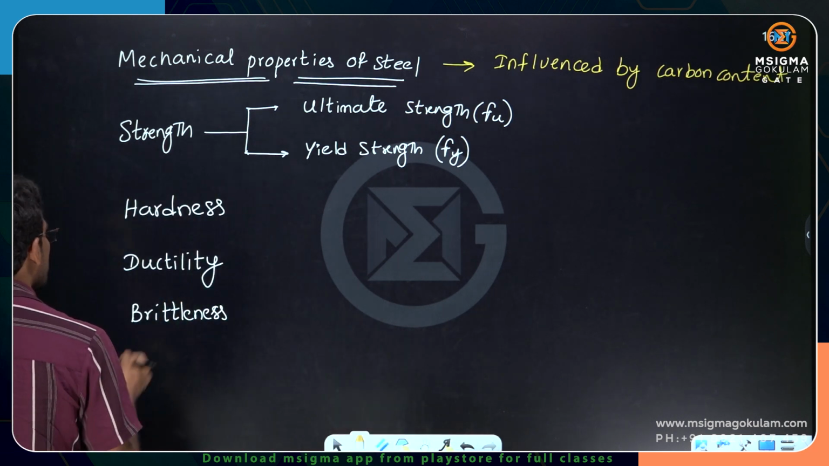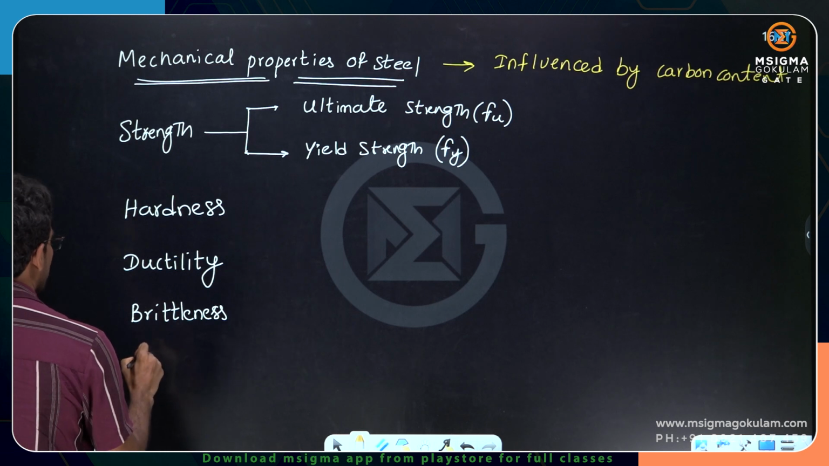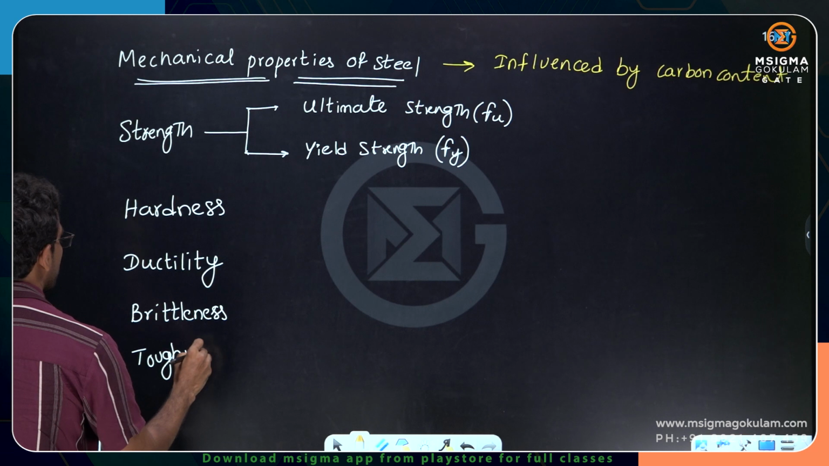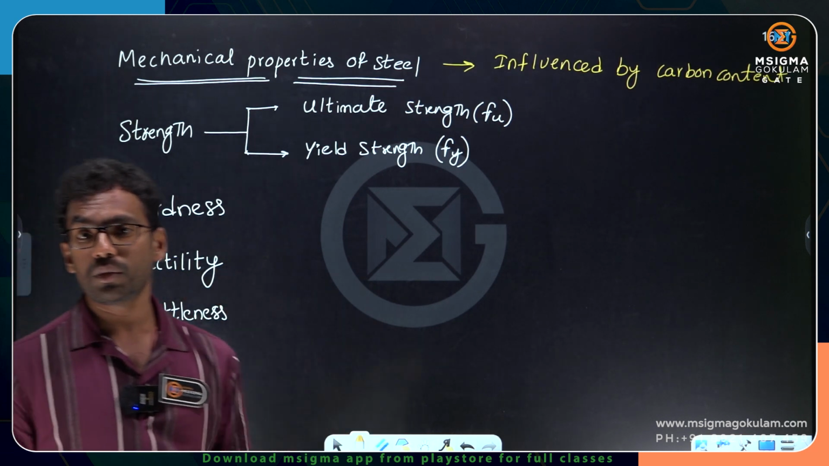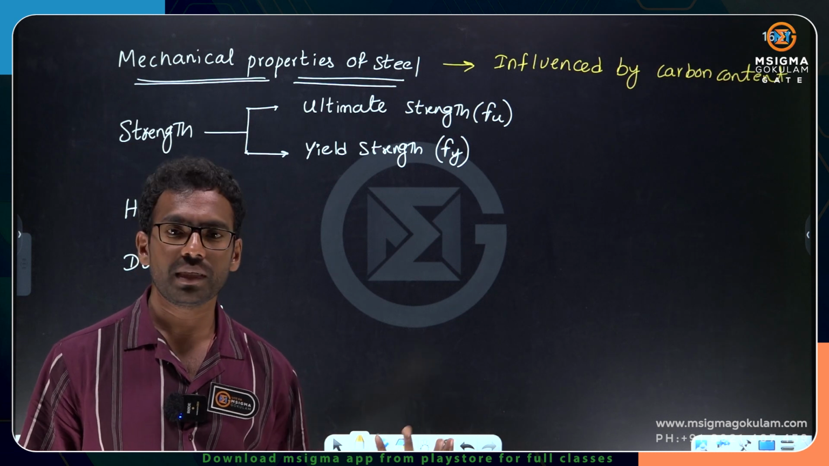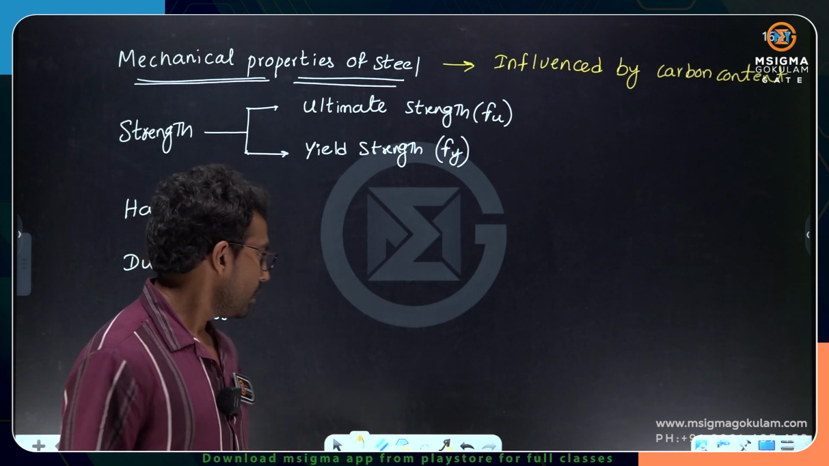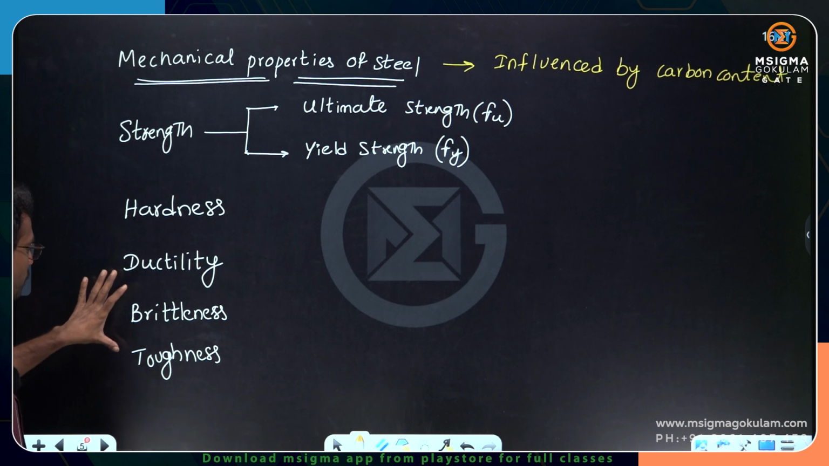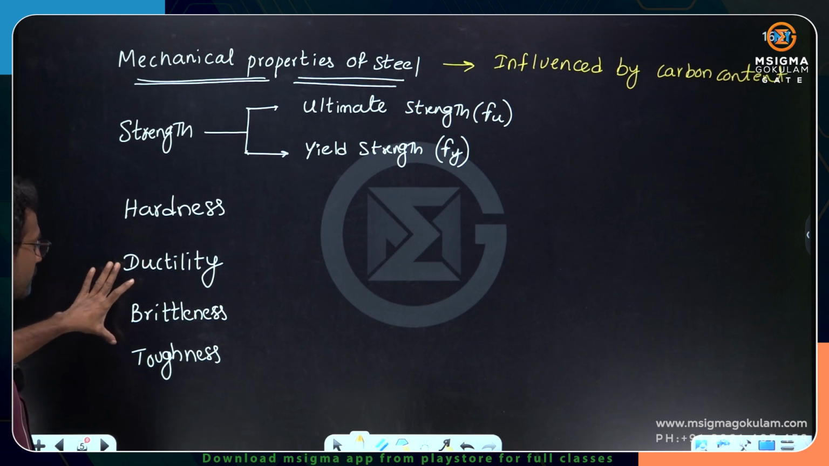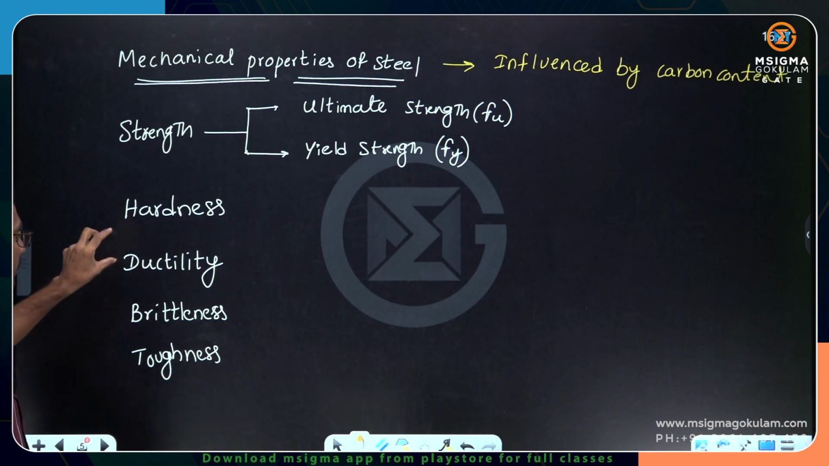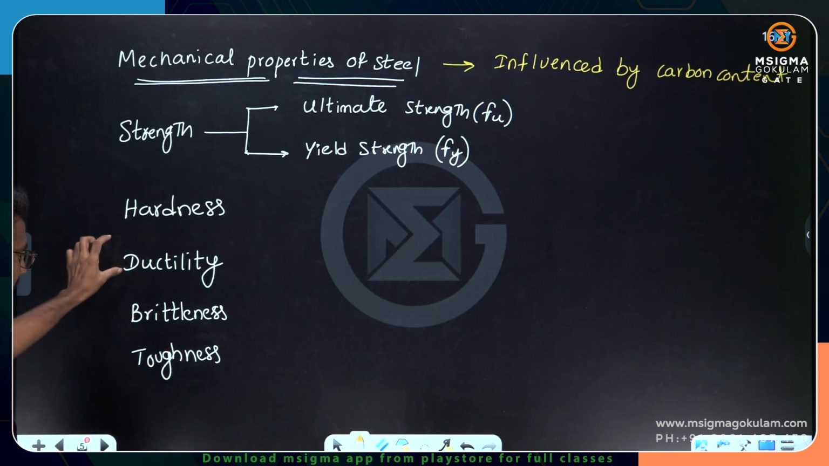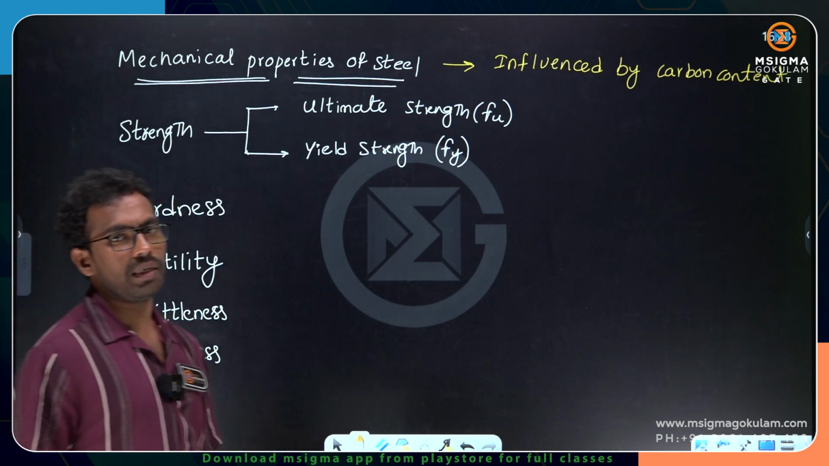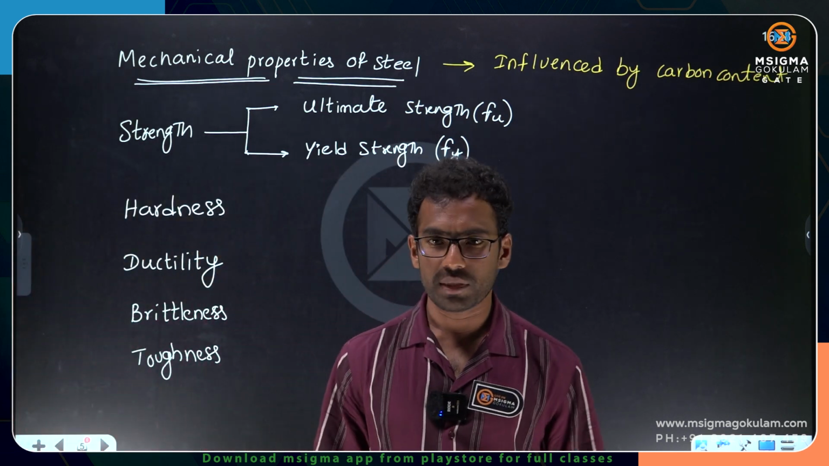And we have something called toughness. What is the meaning of toughness? Resistance offered by a material against impact loading, sudden loading, is basically what we call toughness. Ductility and toughness are very proportional to each other. If a material is ductile, it also has enough toughness. The more ductile, the more toughness it possesses. That is what you have to understand.